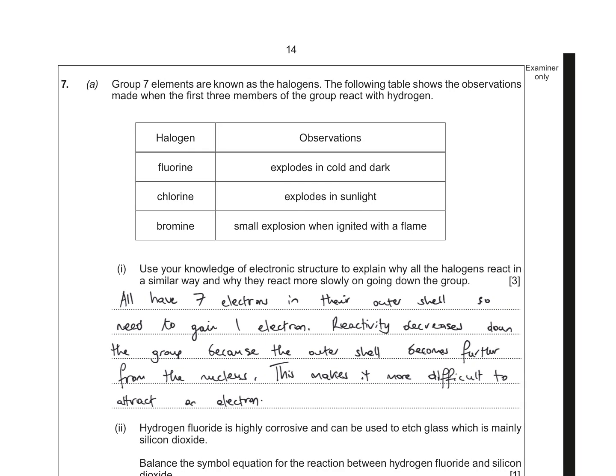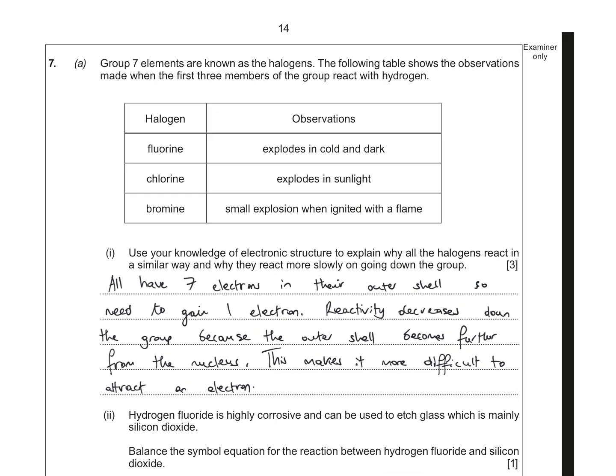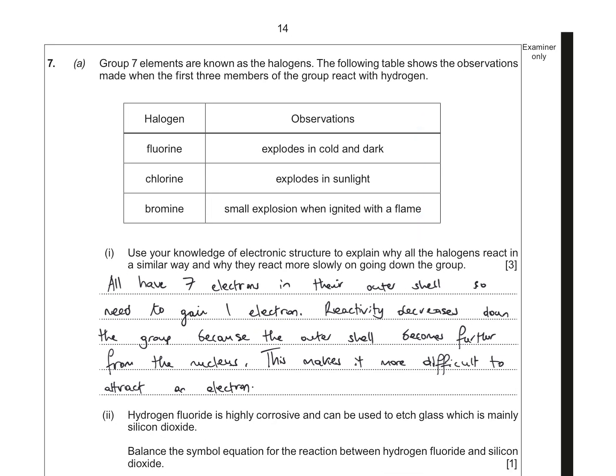Group 7 elements are known as the halogens. The following table shows the observations made when the first three members of the group react with oxygen. So fluorine explodes in cold and dark. Chlorine explodes in sunlight, and bromine is a small explosion with a flame. So we should be spotting that the reactivity decreases.